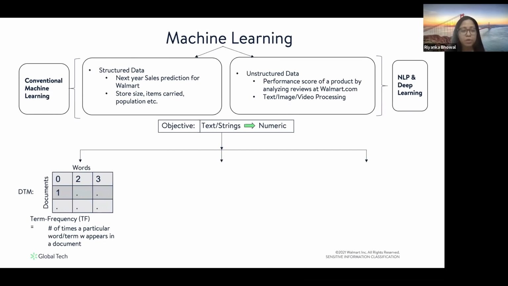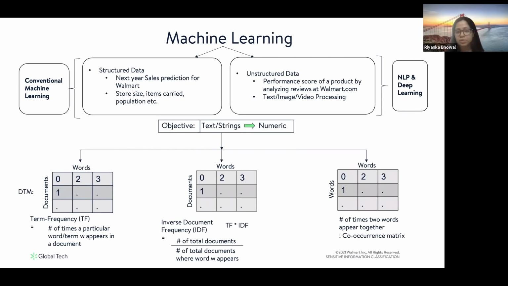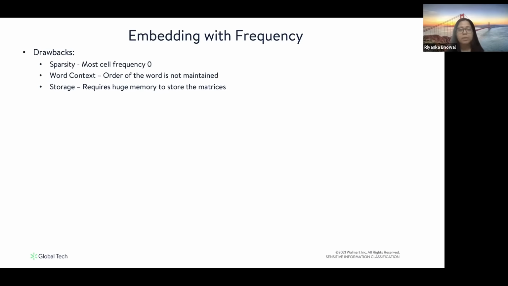In the case of frequency embedding, we can get three types. For example, if we have the document term matrix where the documents are in rows and the words are in the columns, then we can fill in the cells with the term frequency, the number of times a particular word or term appears in a document. Another is the inverse document frequency, that is, the number of total documents divided by the number of total documents where the word has appeared. We multiply it with the term frequency because we want to maximize the influence of the non-frequent terms. And then there is the co-occurrence matrix, the number of times both the words have come together.